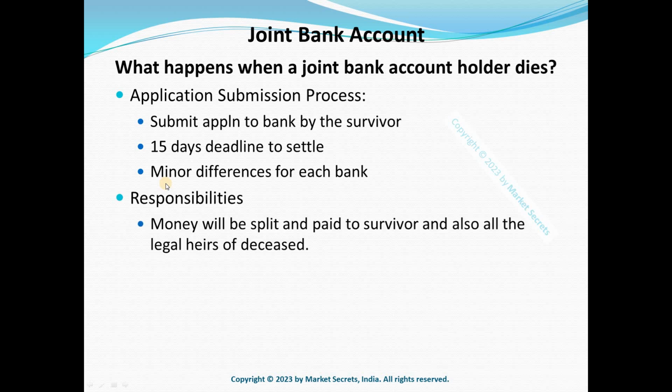Now when it comes to the responsibilities, the money will be split and it will be paid to the survivors and also all the legal heirs of the deceased. So now this becomes the bank's responsibility. The bank will have to split the money and pay the remaining joint account holder, the survivor of the joint bank account holders, because one person of the joint account is still alive. So he will get one part, the other part will go to the legal heirs of the deceased person. That is how the bank will split the money and settle it. So this is what happens when a holder of a joint bank account without survivorship clause dies.